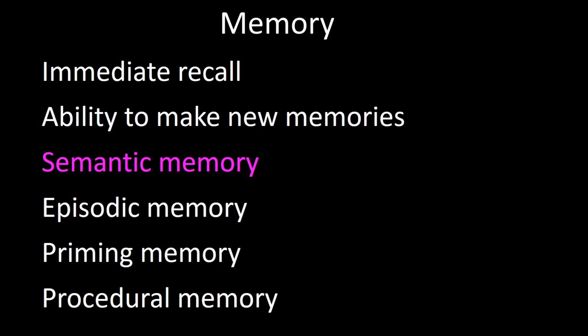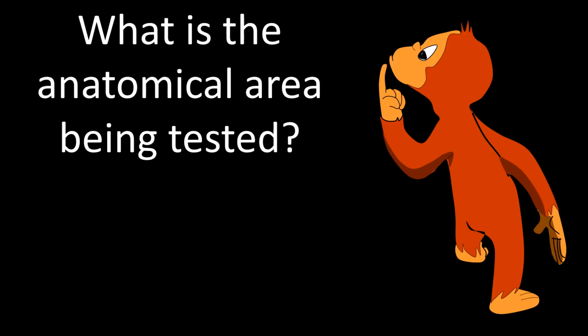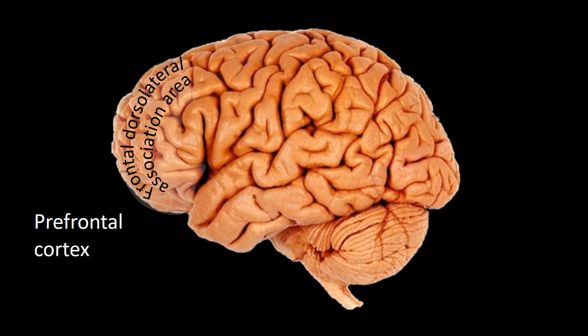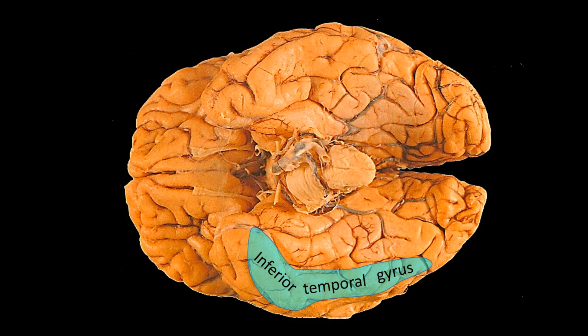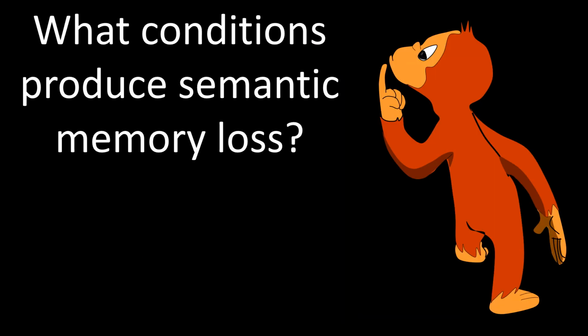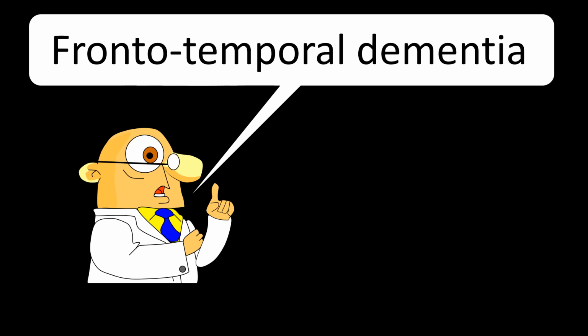Semantic memory is checked by asking facts, such as what is the capital of France. The areas of the brain tested are the prefrontal cortex, especially the frontal dorsolateral association area, the anterior region of the temporal lobe, and the inferior temporal gyrus, which can also be seen in the inferior surface of the brain, bound medially by the fusiform gyrus, also known as the temporal-occipital gyrus. Semantic memory loss is often seen in Alzheimer's disease and frontotemporal dementia.